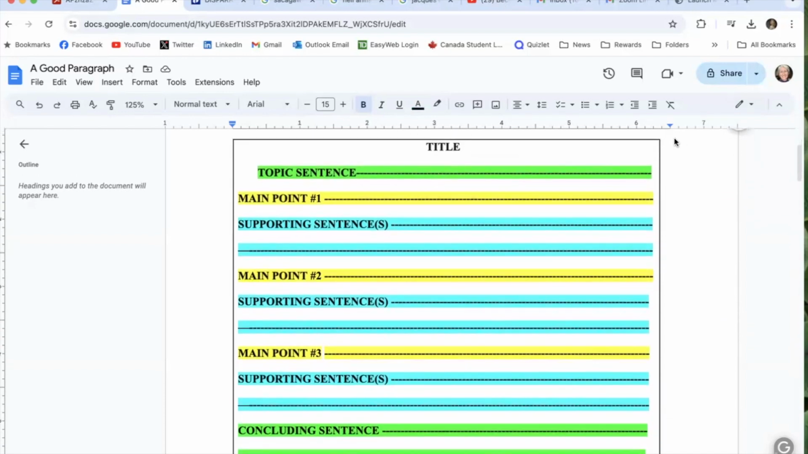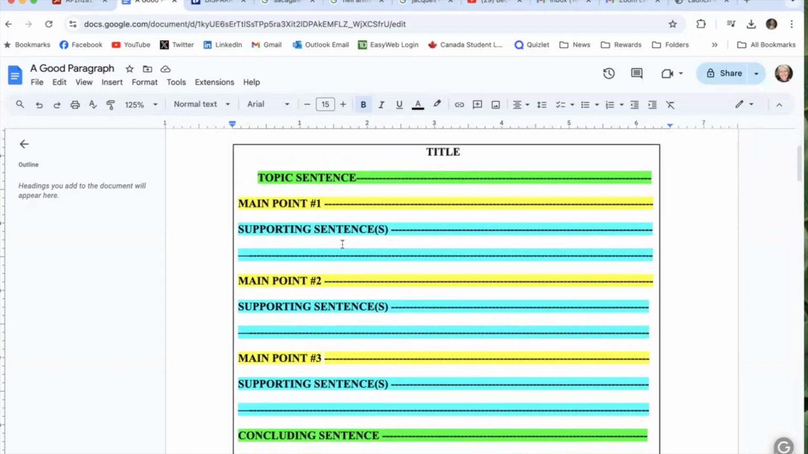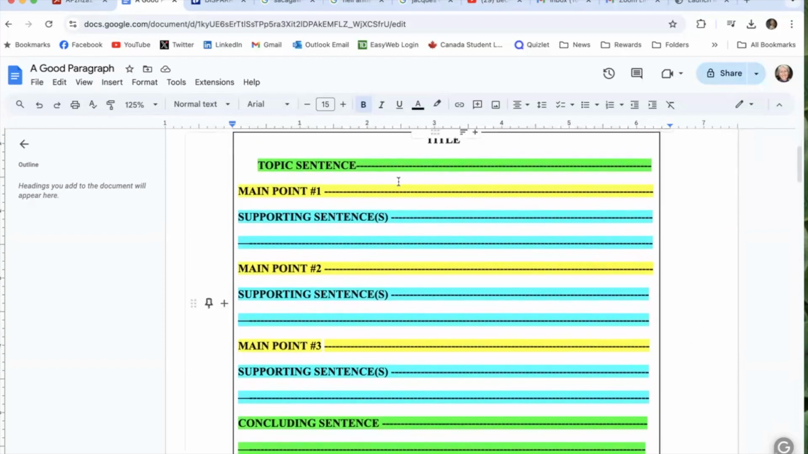So let's have a look at this image. Can everybody see the box with the green, yellow, and blue lines? Great. So we have the title at the very top, and the very first line of the paragraph is called a topic sentence. And then in this paragraph, we have three main points. Point number one, point number two, and point number three. And these are highlighted in yellow. Can everybody see that?